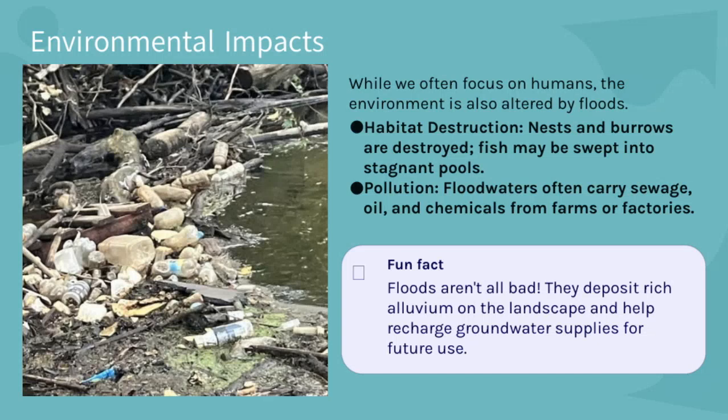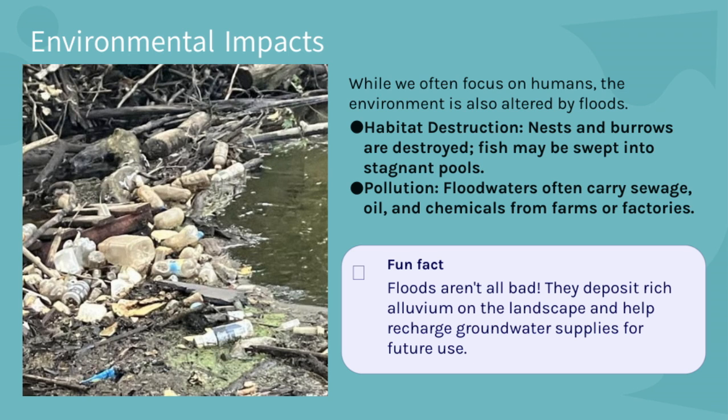Flooding also has environmental impacts. One major environmental impact is habitat destruction. When floodwater moves quickly across the landscape, it can destroy nests, burrows, and vegetation. Animals may be displaced, injured, or killed. Fish can be swept out of the river channel and left in isolated pools when the water level falls. Another impact is pollution. Floodwater does not only carry rainwater.